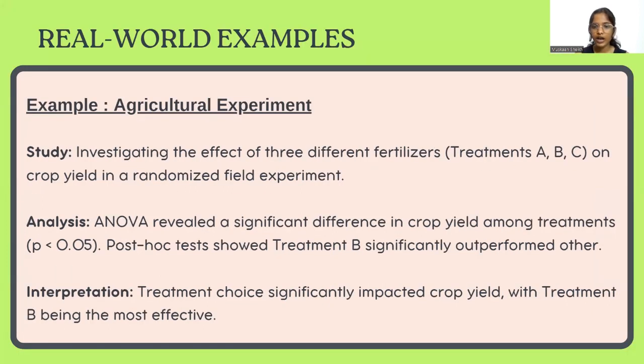Here, the example is about an agricultural experiment. So, in the study, investigating the effect of three different fertilizers, treatments A, B, and C, on crop yield in a randomized field experiment, the ANOVA analysis revealed a significant difference in crop yield among treatments, that is, P is less than 0.05, and the post hoc test shows that treatment B is significantly outperforming the others. So, in the interpretation, we know the treatment choice significantly impacted the crop yield, and treatment B is the most effective one out of them all.